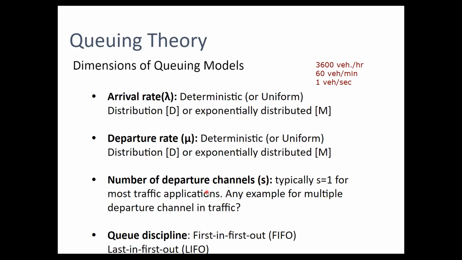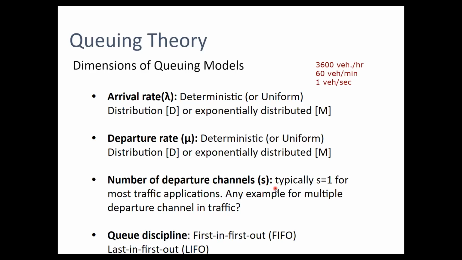Last but not the least is the number of departure channels. Typical departure channels would be just 1. So if you're talking about a traffic signal, even if you might have multiple lanes, typically when we are analyzing an intersection and the vehicle departures from that intersection, we treat departure channels S to be always 1. Even if you have multiple lanes, because we know that all of those through lanes will be green at the same time, we just treat them as the same departure channel.